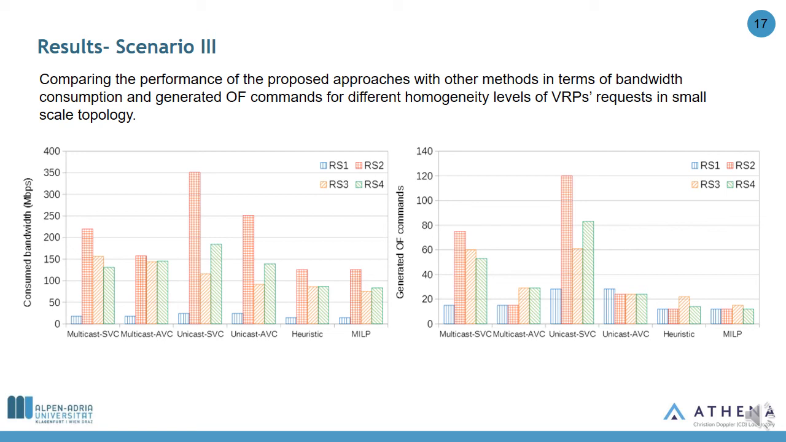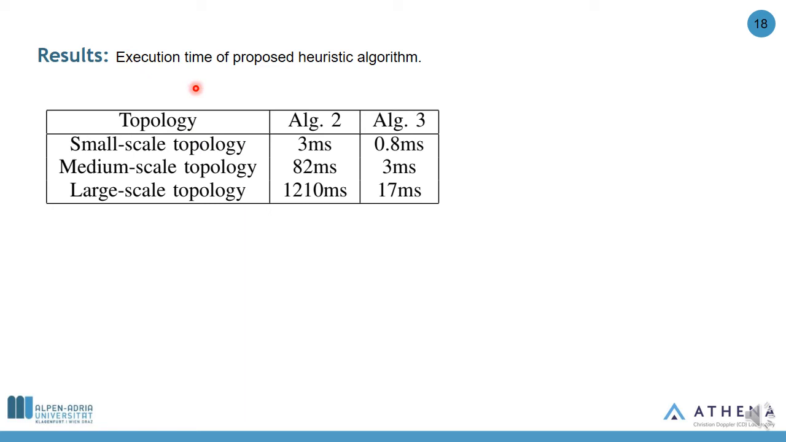For the last experiment, we measured the execution time of the proposed heuristic algorithm, for algorithm 2 and algorithm 3, which determine the multicast tree and transcoding placement respectively, in different network sizes. As you can see, algorithm 3 can be run on different sizes of the network very quickly, but the time for algorithm 2, which determines the multicast tree, is higher.